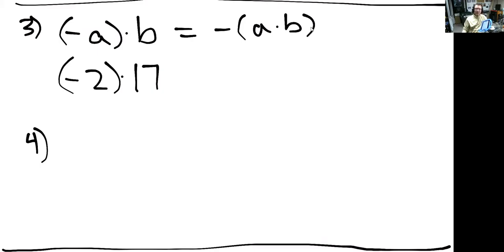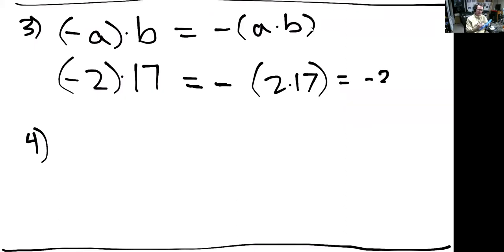In other words, if we have a negative number times some other real number, we can set the negative sign aside, multiply the two numbers, and then reattach the negative sign. So here in this example, we're going to forget there's a negative sign, but we're going to put it back. The first thing we're going to do is take 2 times 17, which is 34, and then we're going to reattach that negative sign to it. That's the third property.